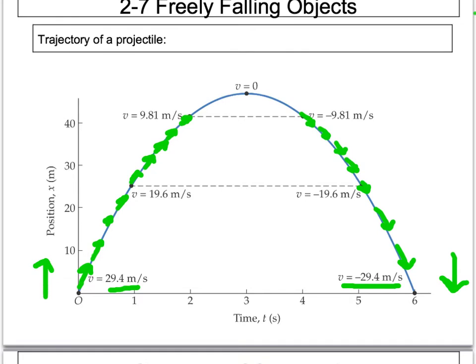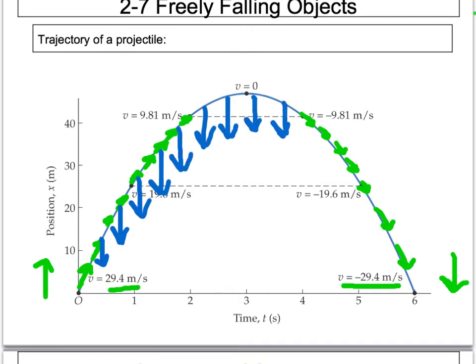You should also know that all along this path, gravity is always pulling the object straight down. So the object's acceleration vector stays the same size. It's always 9.81 meters per second squared. And I'm drawing acceleration in blue, trying to keep them the same size, but always pointing straight down because Earth's gravity pulls straight down. That's all.